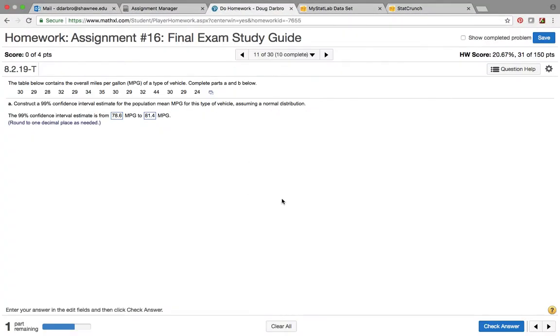Okay, so the table below contains the overall miles per gallon of a type of vehicle. Complete parts A and B. So we want to construct, I'm going to go ahead and write this down over here, we want to construct a 99% confidence interval.